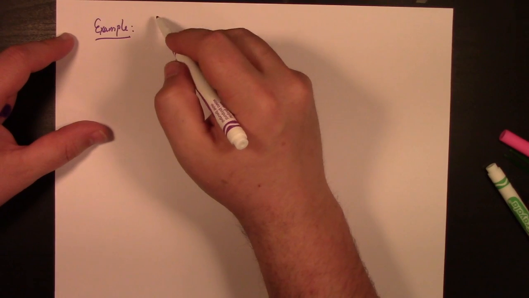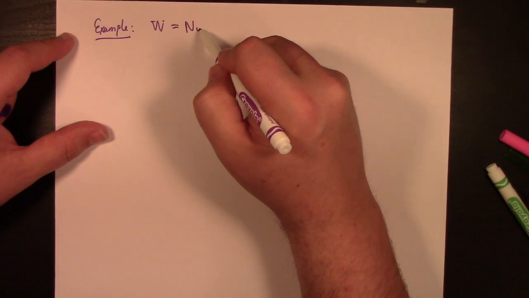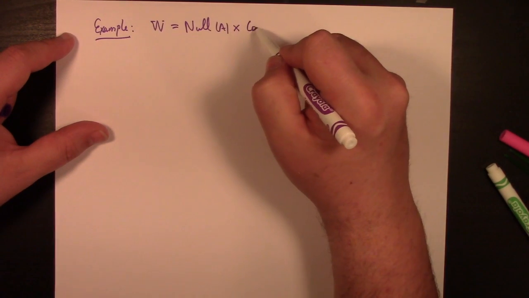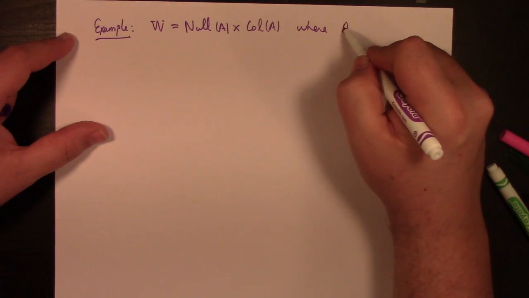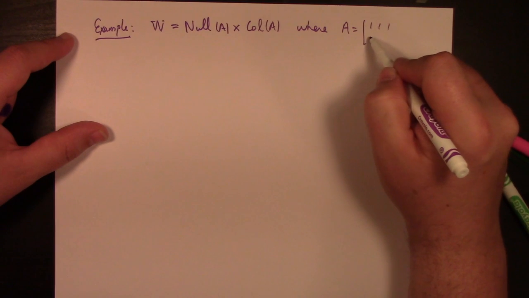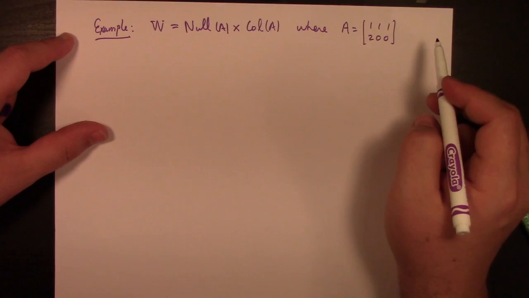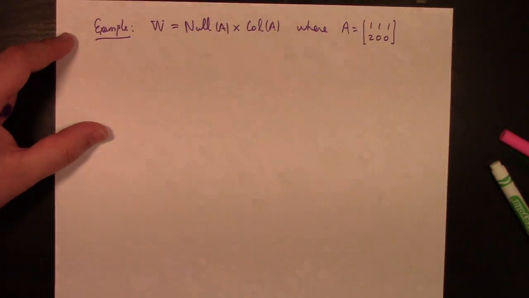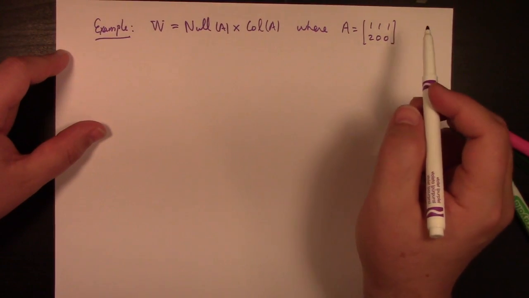What if we had something like W is equal to the null space of A, Cartesian product with the column space of A, where A is equal to, let's say, [1, 1, 1; 2, 0, 0]. That's pretty simple. Now, let's find a basis for this thing. All right. That's kind of a weirdo example, but it'll serve to show a purpose here.